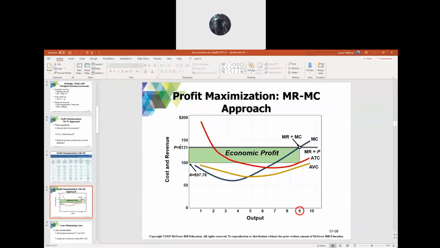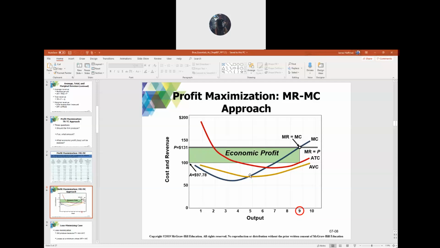Okay, and then graphically, here we go. In chapter 6, we learned about the cost curves. We learned about the marginal cost curve, the average variable cost curve, and the average total cost. Here, we're introducing revenue. This is the demand curve, the gray line here, which is also the marginal revenue curve. See how for this type of market, the marginal revenue is always 131.